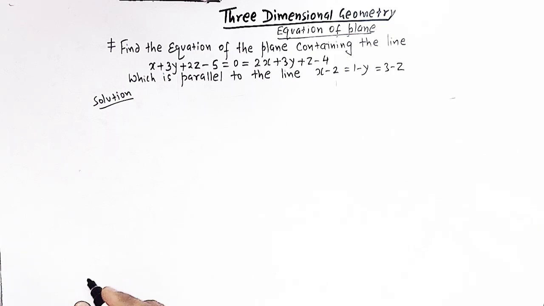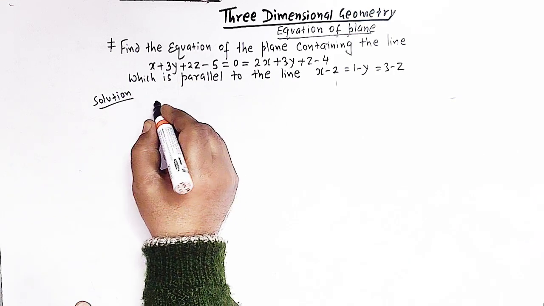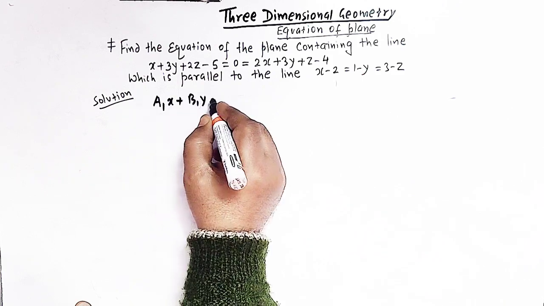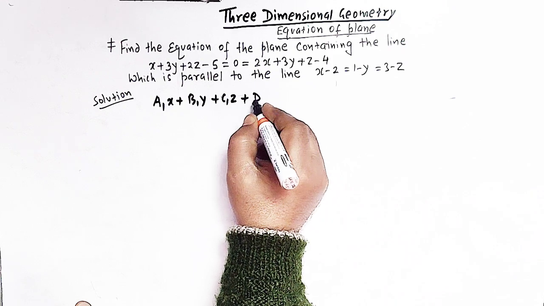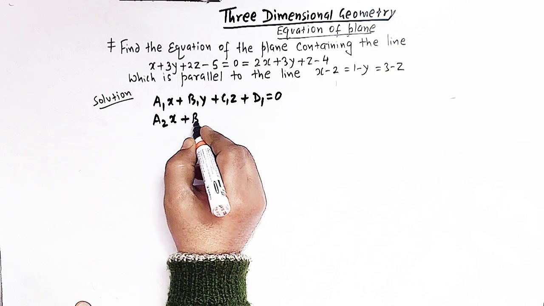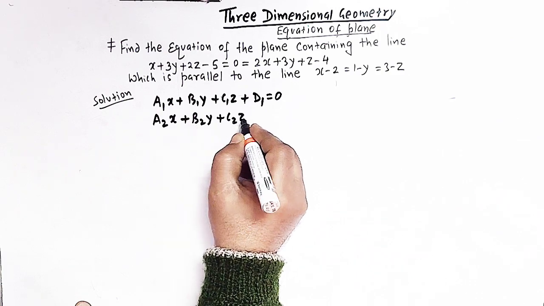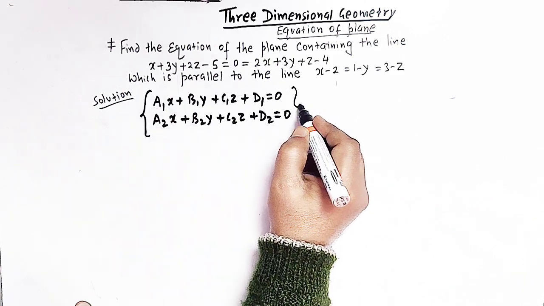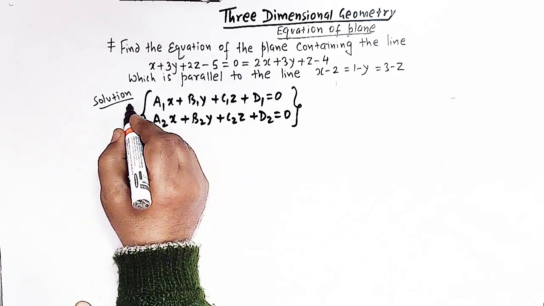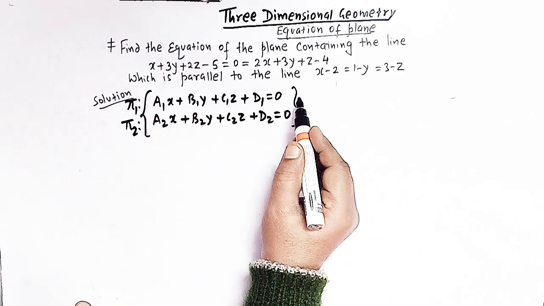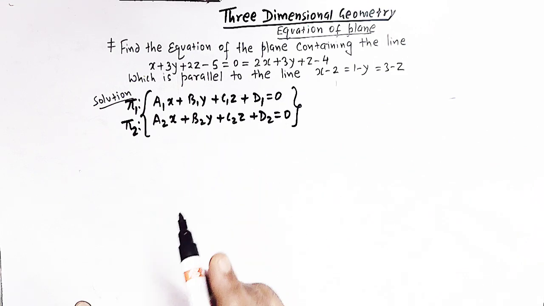Now let us consider the equation of two planes, right? Suppose the first plane is given by say a1x plus b1y plus c1z plus d1 is equal to 0, and the second plane is a2x plus b2y plus c2z plus d2 is equal to 0. Now we are given the equation of these two planes. So let us denote this plane by pi 1 and this plane by pi 2. Now the combination of the equations of two planes gives us a straight line, right?